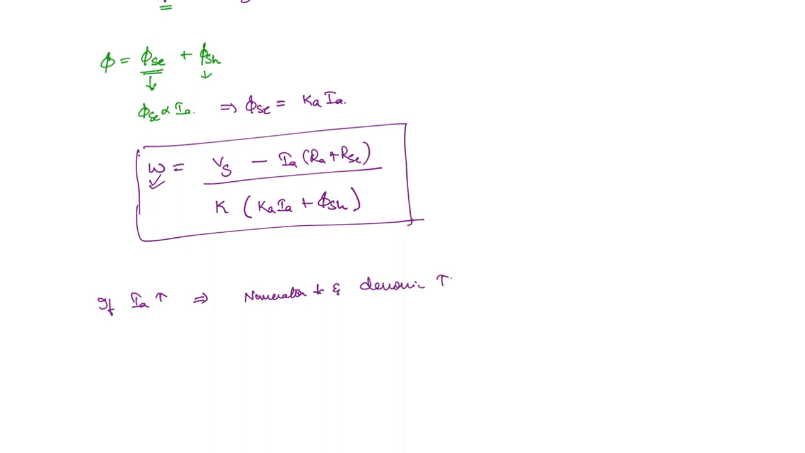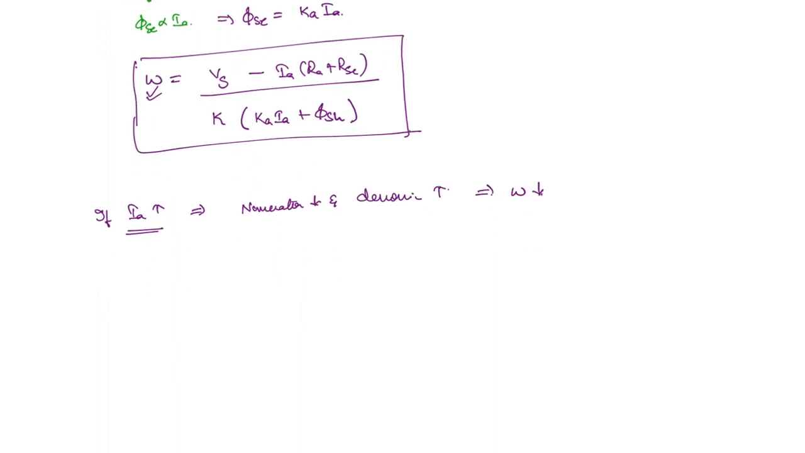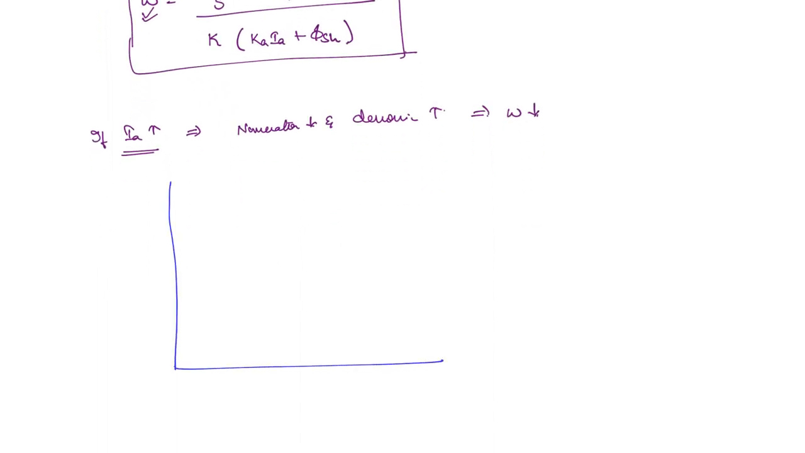So both of them have the same effect. When numerator is decreasing and denominator is increasing, what will happen to the entire function? It is going to effectively reduce. So omega is going to drop. So the effect of increasing current is a drop in the speed. So the characteristics, they are going to be something like this. This is the speed N or omega you can take, and this is the armature current. As the current increases, the speed is going to fall. Okay, so this is the characteristic of N versus IA for a cumulative compound motor.